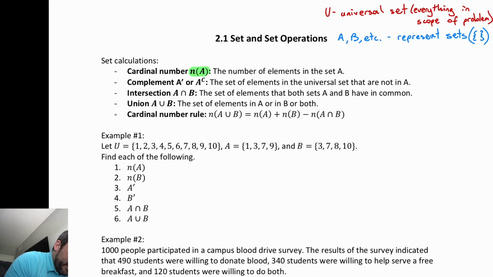Next thing we're going to define is the complement, which we will denote with an apostrophe, A apostrophe, or A with a superscript C, to denote the complement of a set. This is the set of elements in the universal set that are not in A. Remember, the universal set is everything that this problem is concerned with. So if I'm going to do a complement, for example, on number 3, we're saying everything that's not in A but is in C. We don't want any of these, but we want everything else that exists in the universal set. That's what complement means.